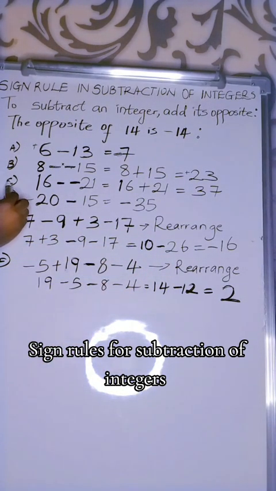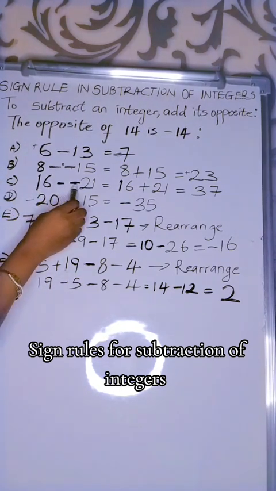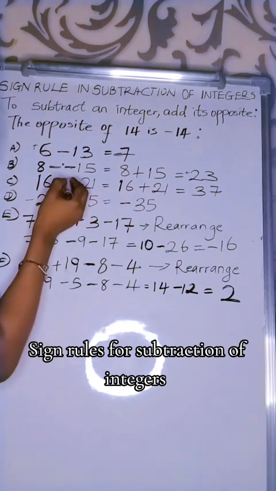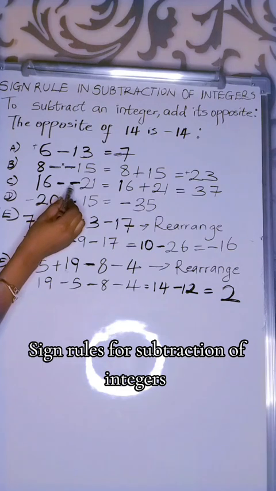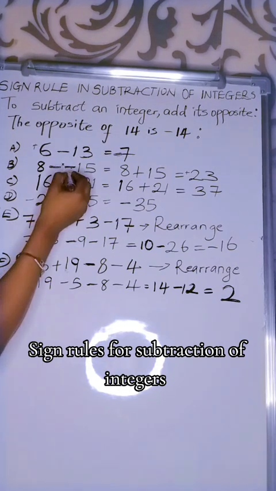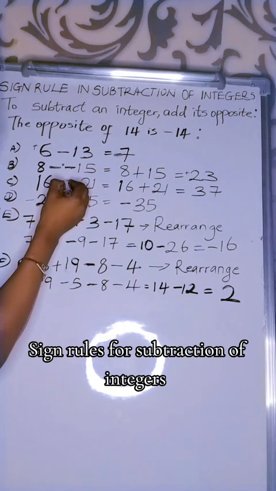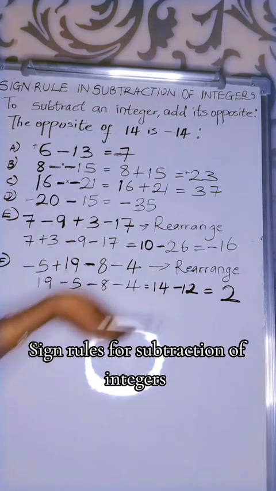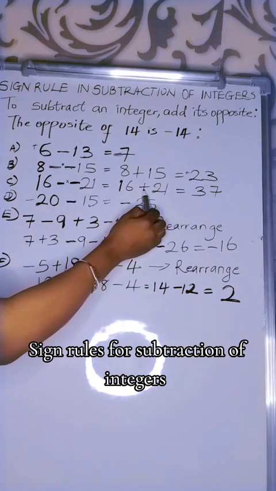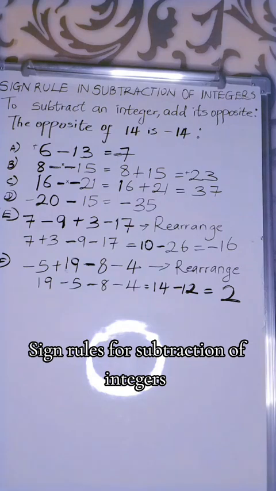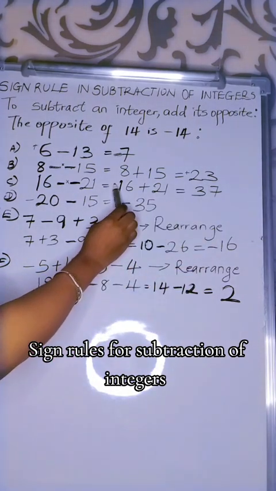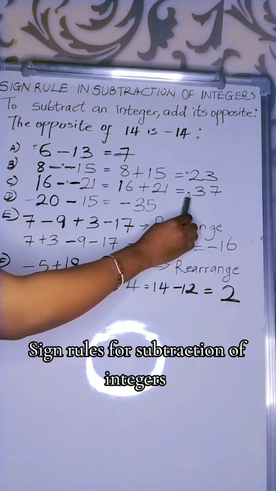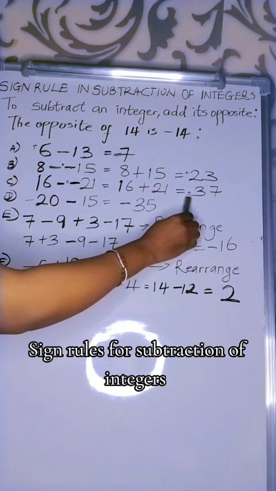So for the third one, still the same thing. 16 minus minus 21. Because there is no number in between the minus signs, there is an invisible multiplication here. Do you understand? So minus times minus will automatically give you what? Plus. 16 plus 21, what do you have? 37. There is no negative sign here, so you don't need to add any negative sign in the result.